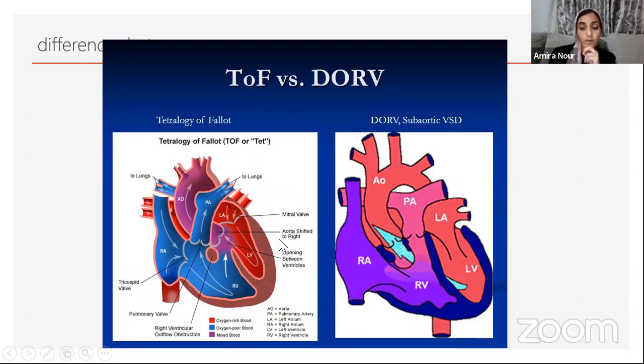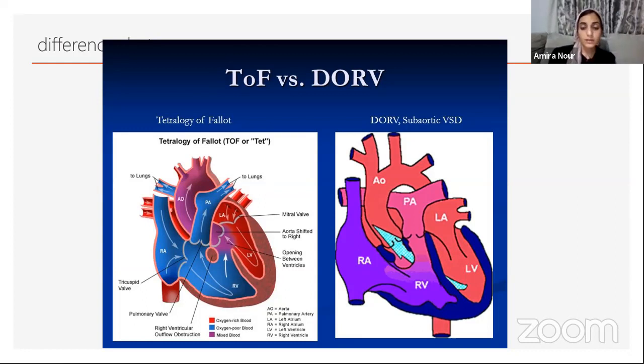If the degree of aortic overriding is more than 50%, I mean the aorta overrides the interventricular septum by more than 50%, this goes with the DORV subaortic VSD PS. However, if the degree of overriding is less than 50%, this goes with the tetralogy of Fallot. However, as I said, their clinical presentation and management are very close to each other.